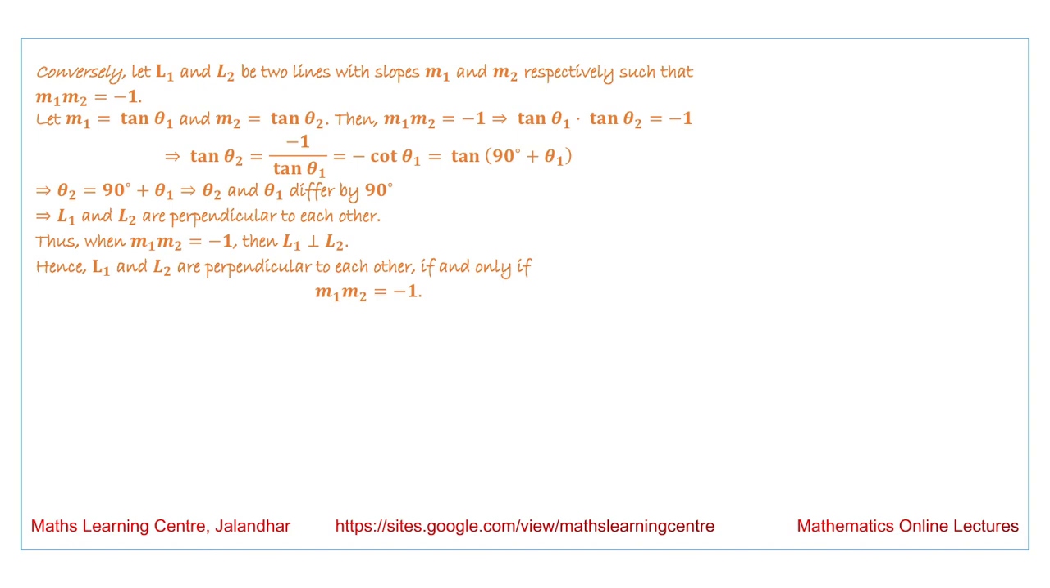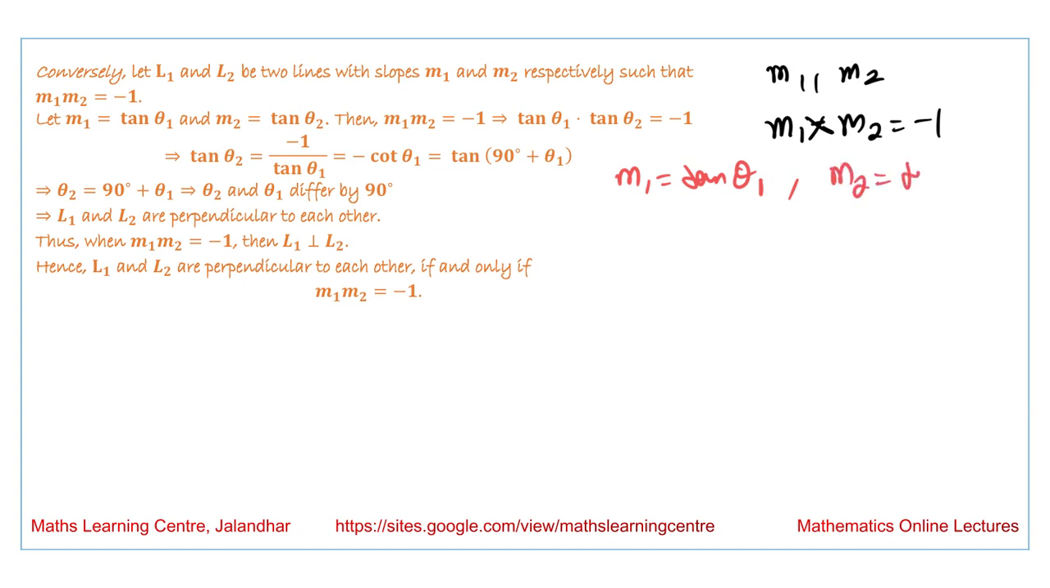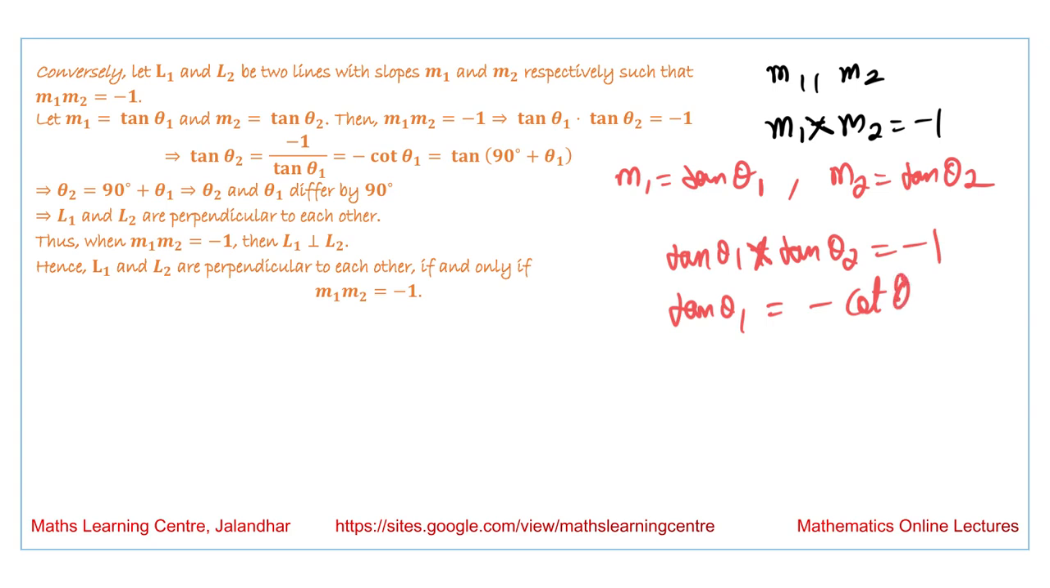Next, conversely, we are considering that there are two lines and their slopes are m1, m2, and it is given that m1 into m2 is equal to minus 1. Now clearly we have m1 equal to tan theta 1, the angle the first line makes with the x-axis, and m2 is equal to tan theta 2, and we have tan theta 1 into tan theta 2 is equal to minus 1. This implies tan theta 1 is equal to minus cot theta 2.